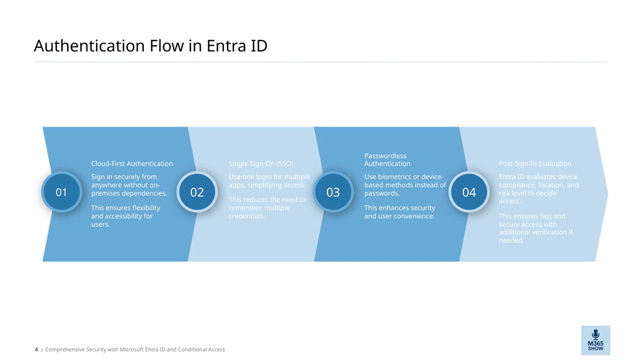Entra ID then evaluates various factors like device compliance, user location, and overall risk level to determine whether access should be granted. If needed, additional verification steps are taken to ensure both speed and security. This flow highlights a cloud-first approach to authentication, combining single sign-on, passwordless methods, and post-sign-in evaluations. All of these elements work together to create a seamless, secure, and flexible access experience for users.